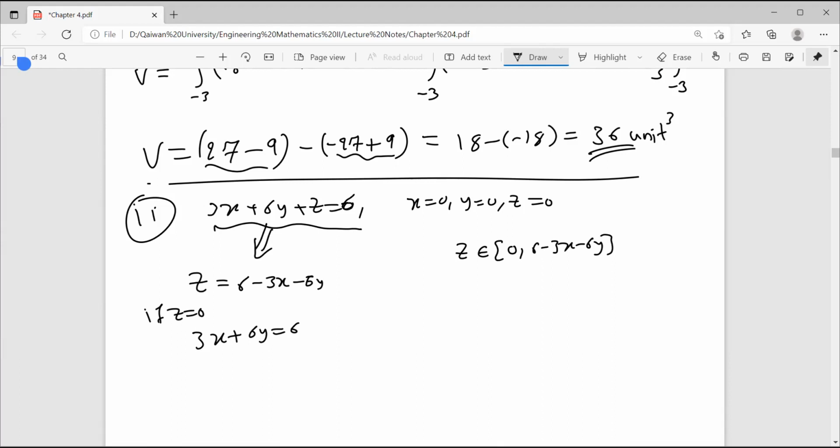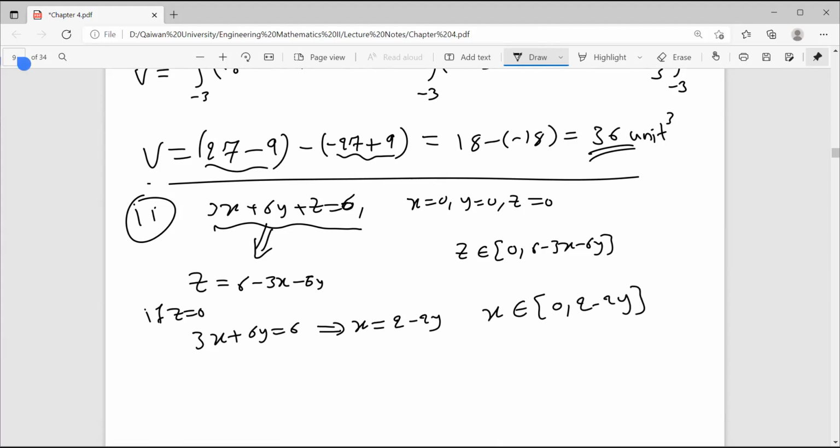And from this, we can solve this for either x or y. Both are true. Let's solve for x. And from this, we say x is 2 minus 2y. Is it? We divide both sides by 3 and you get that. That means x belongs to 0, that's the lower limit, and the upper limit is 2 minus 2y.